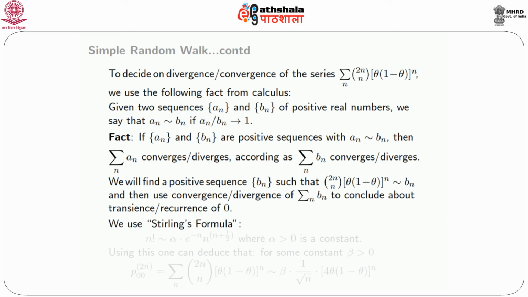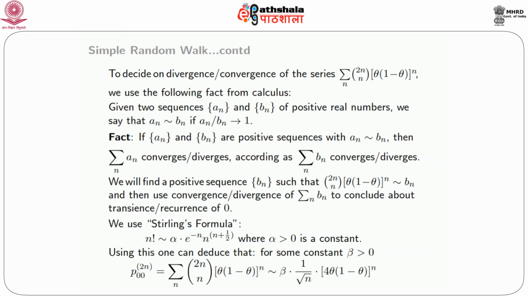And to get to that, what we use is a very well-known result in probability and mathematics called Stirling's formula. So what does it say? It says that n factorial is of the order of some positive constant alpha times e to the minus n times n to the power n plus half. Using this, one can deduce that for some positive constant beta, the constant doesn't matter much, this quantity P00^2n, which is 2n choose n times theta times 1 minus theta to the power n, is equivalent to beta times 1 over root n times 4 theta 1 minus theta to the power n.